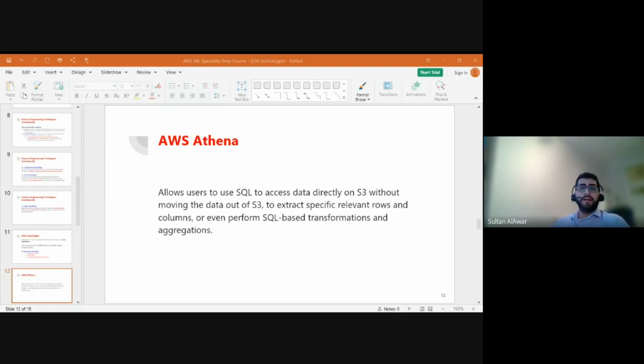AWS Athena simply allows users to use SQL to access data directly on S3 without moving the data out of S3. So if we are saving data in Parquet format, CSV, or whatever to S3, we can use Athena to query this data and extract specific relevant rows and columns, or even perform SQL-based transformations and aggregations while the data is sitting on S3, without the need to move it from there.